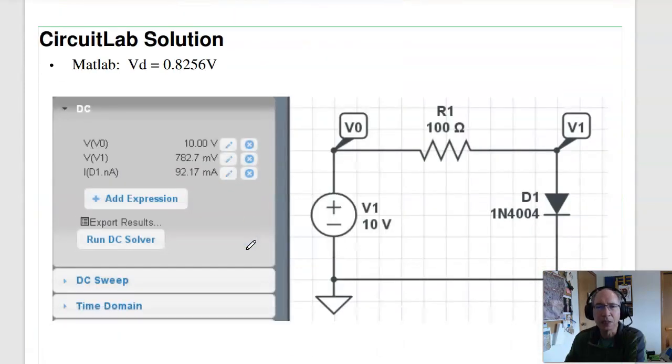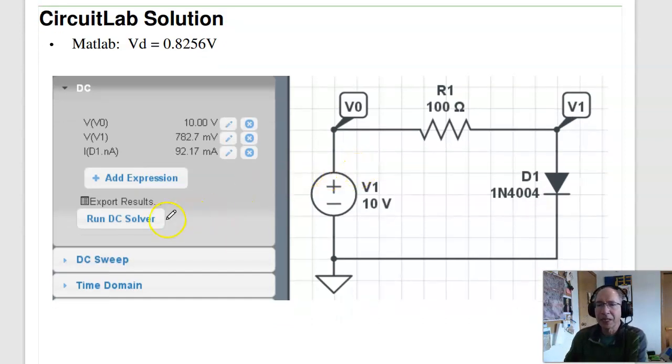Another way to solve is Circuit Lab. Build a circuit in Circuit Lab and tell it to solve, and it's going to tell you the voltage and the current. In Matlab, I got 0.8256. In Circuit Lab, it's 0.7827 volts. That's typical in electronics. Each of these assumes a slightly different model for the diode, so I'll get a slightly different answer.